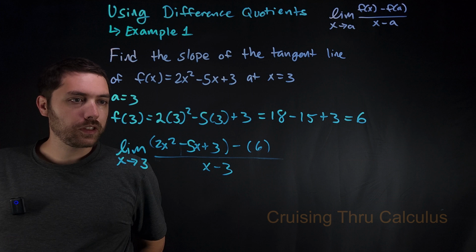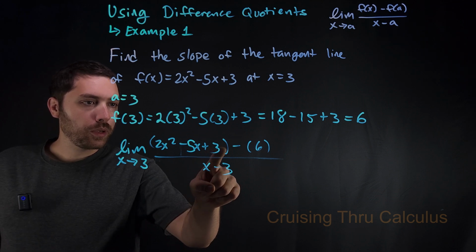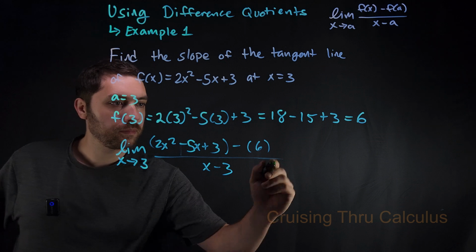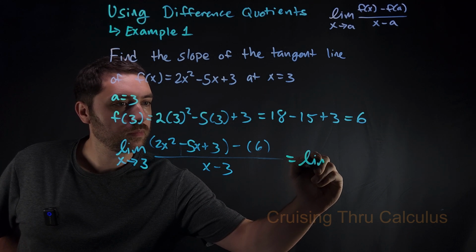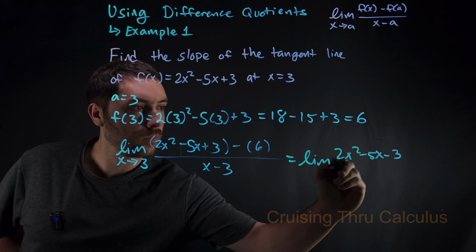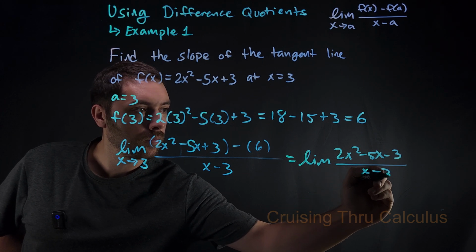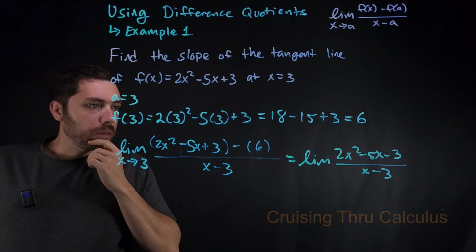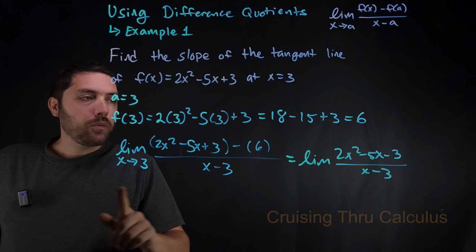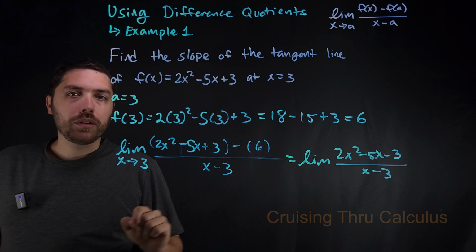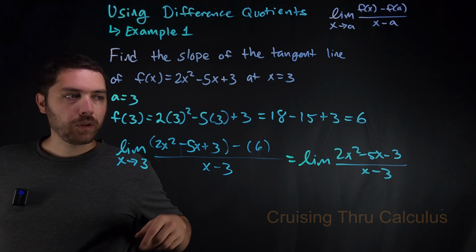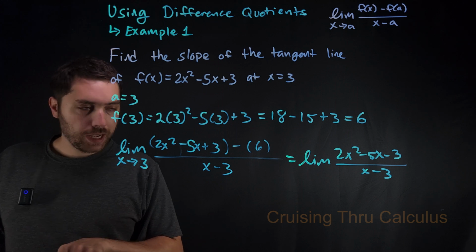So let's take a look at this here. I see that we have a 3 minus 6, so that is going to give us negative 3. Okay, so we've done that, but it doesn't really seem to have helped us too much, except maybe we can actually factor the numerator here. So let's see if we can do that. All right, let's see if this is indeed factorable.